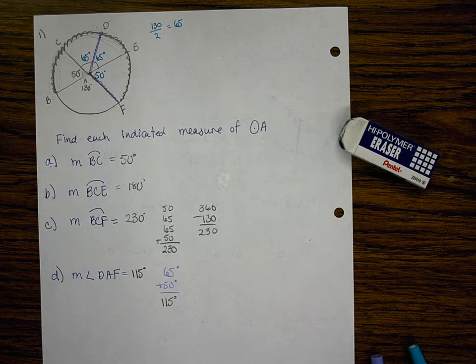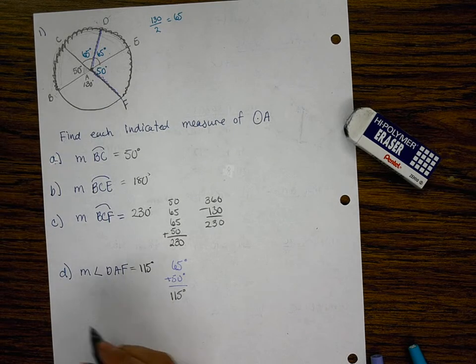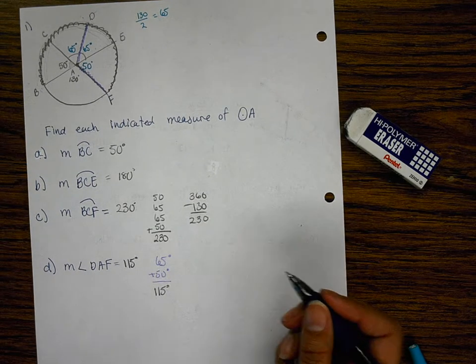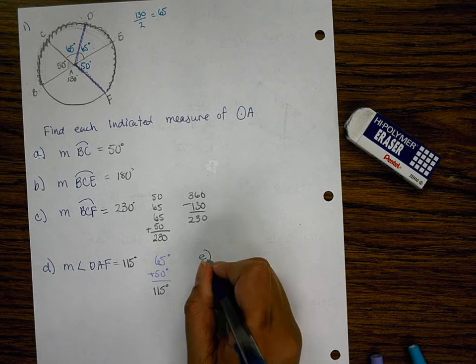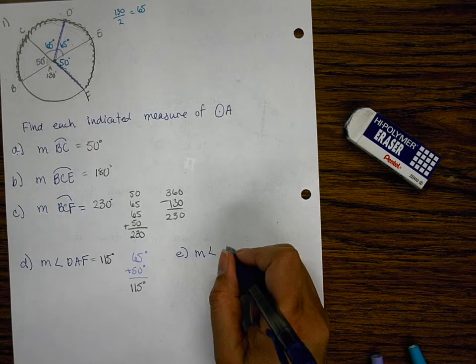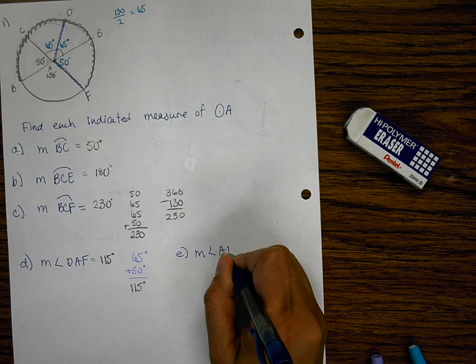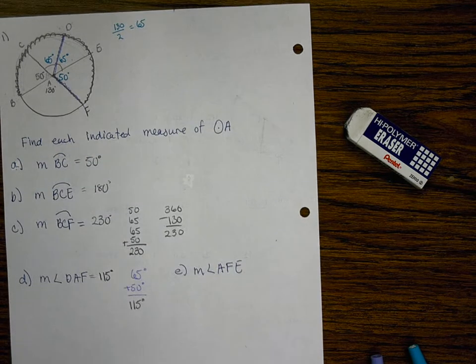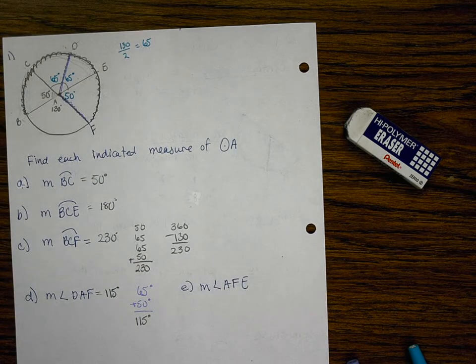Okay. Letter E, I'm going to squeeze letter E over here. The measure of angle AFE. Now this is going to get a little confusing, so as I've said before, please make sure you're following along, rewind if you have to.